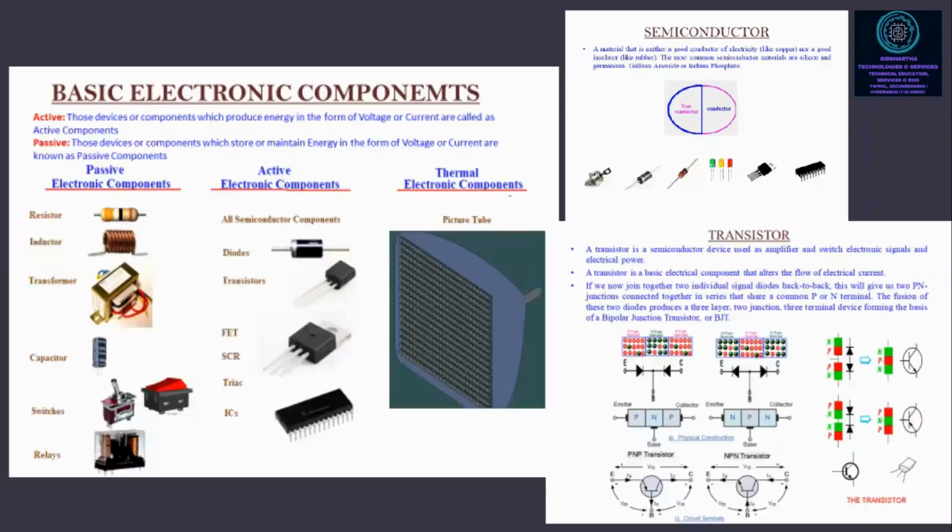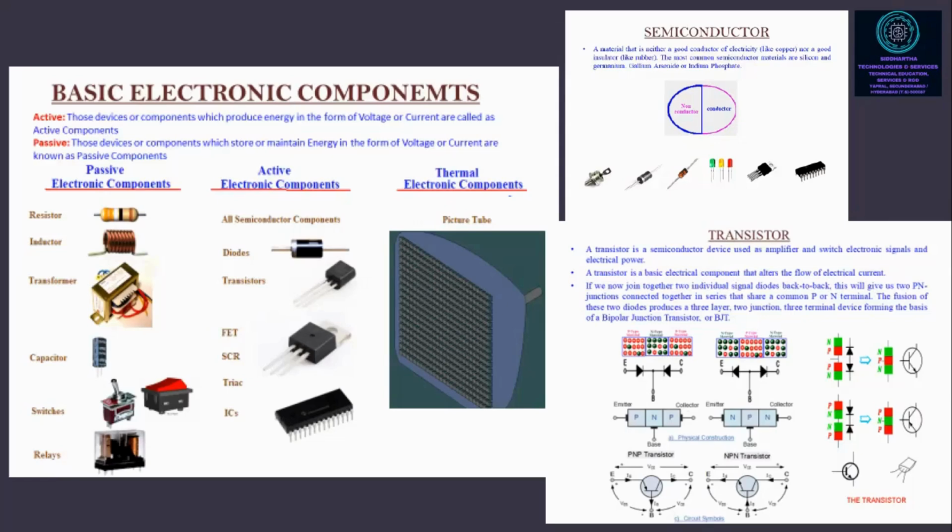Please remember, at the beginning, semiconductor parts are all active devices. Devices are divided into two categories: one is active and one is passive. All semiconductor devices are in the active category. What are active devices? As you can see on the left-hand side at the top, active devices are components which produce energy in the form of voltage or current.